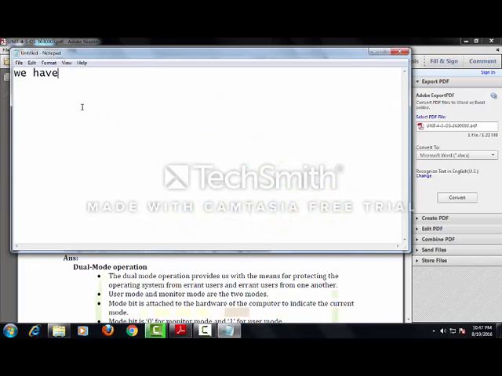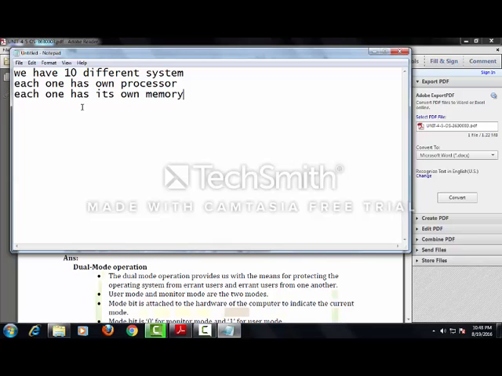Suppose we have 10 different systems, each one has one processor, and each one has its own local memory, right?